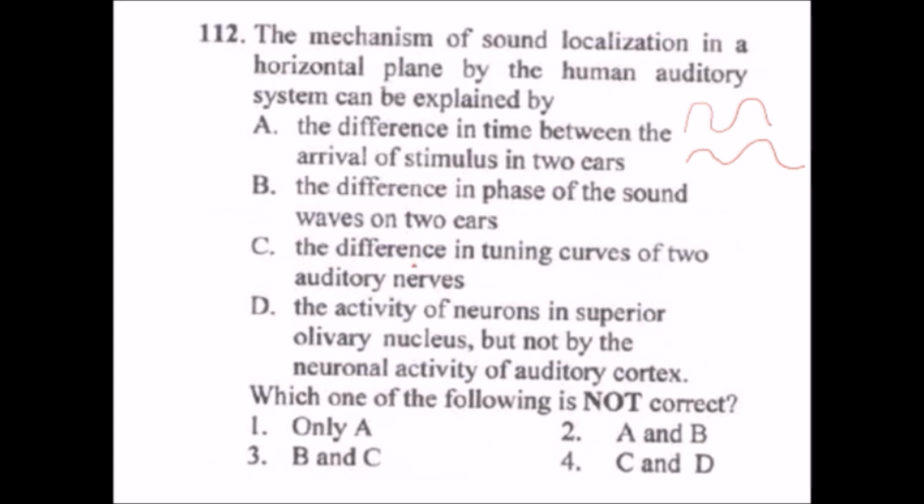The other is the difference in tuning curves of the two auditory nerves. No, there will be no difference in the tuning curves, rather they will be the same. The other is the activity of neurons in the superior olivary nucleus, but not in the neural activity of the auditory cortex. So the right statements are A and B, but here we are asking for the wrong statement, so the answer will be number 4.